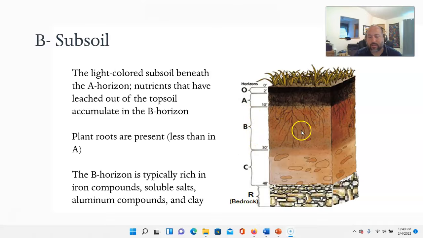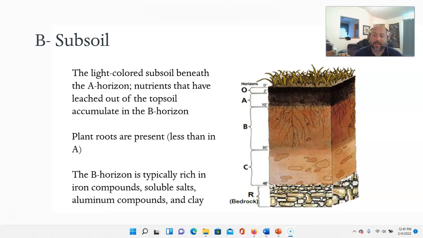So you can see we'll still get some plant roots present, but much less than in our A layer, or our topsoil layer. And we're going to get a lighter colored soil because the nutrients have leached out of the topsoil. They have accumulated in the B horizon, but there's definitely not as many, and there's definitely not that high presence of organic matter, which really gives us that much darker color.